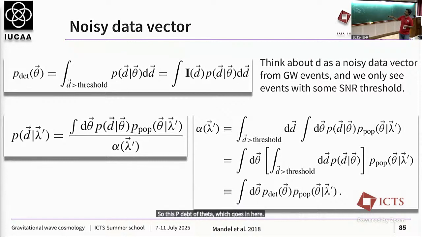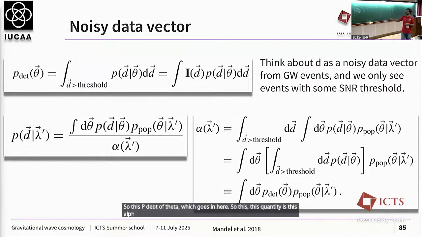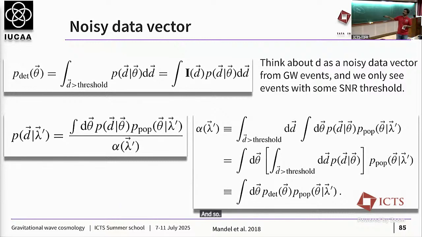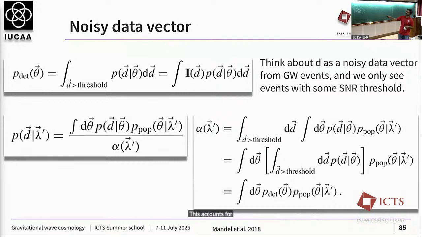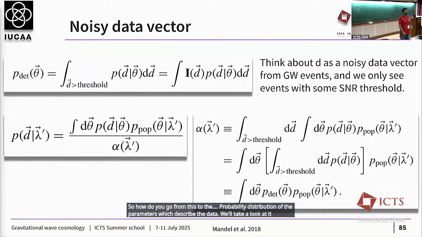So this quantity is this alpha of lambda, which is in the denominator here. And so the probability that you get a data given lambda prime will be given by this kind of an equation. So this accounts for the selection effects, this denominator that you see. So how do you go from this to the probability distribution of the parameters which describe the data? We'll take a look at it tomorrow.